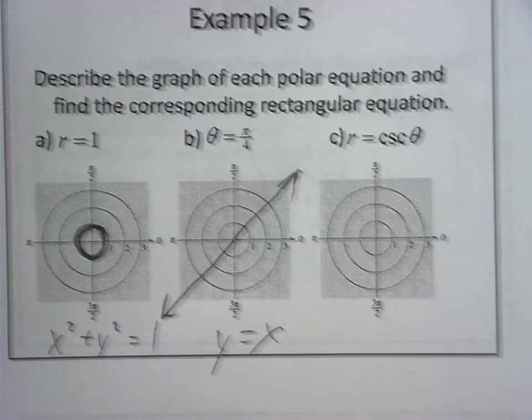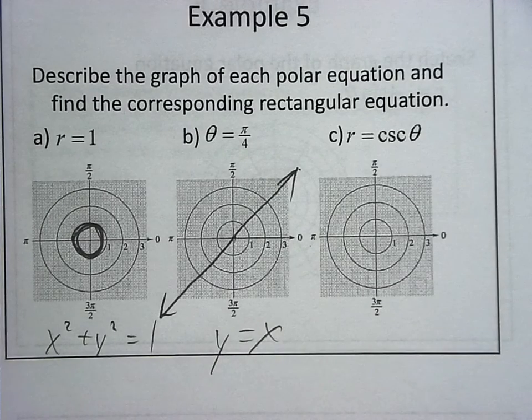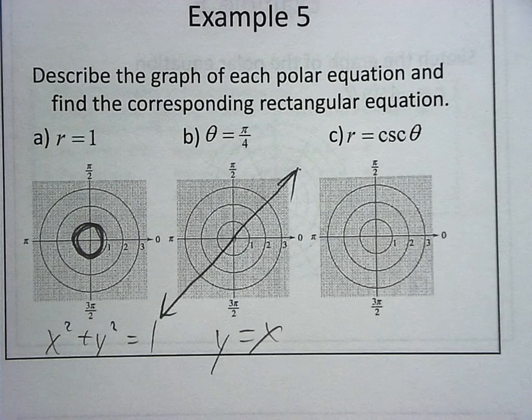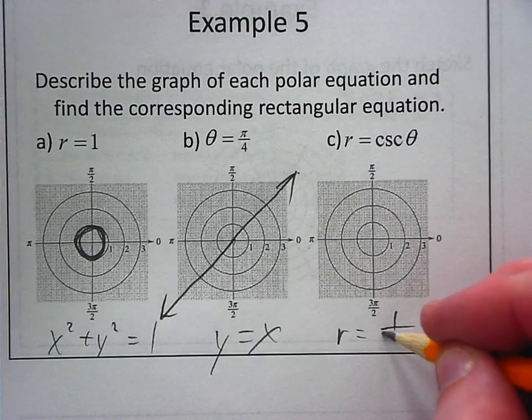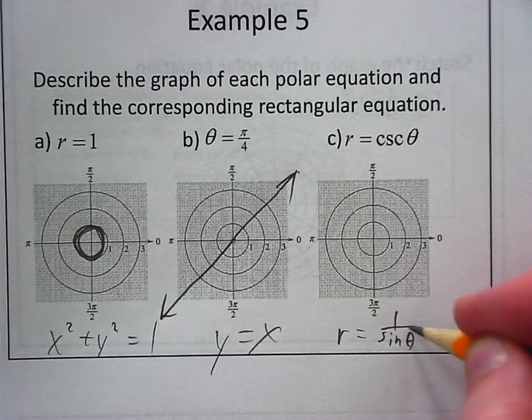This one's a little bit more challenging. What about r equals cosecant theta? Inverse sine. It's 1 over sine. It's not inverse sine. Why would it be inverse sine? Cosecant is 1 over sine. You said inverse sine. It's not the same thing.